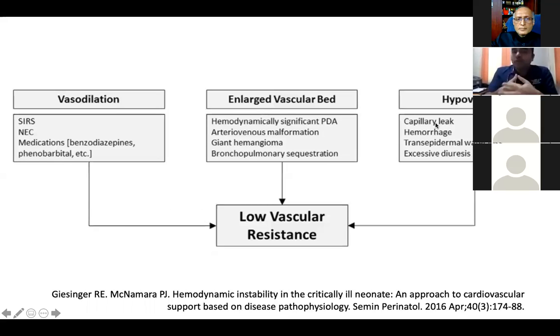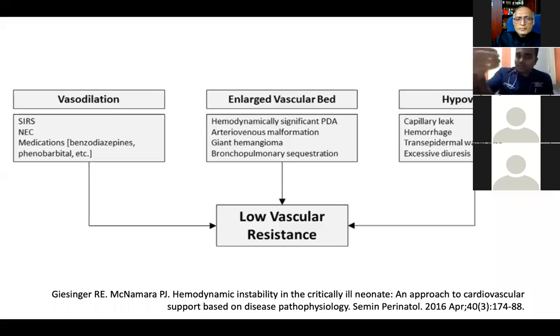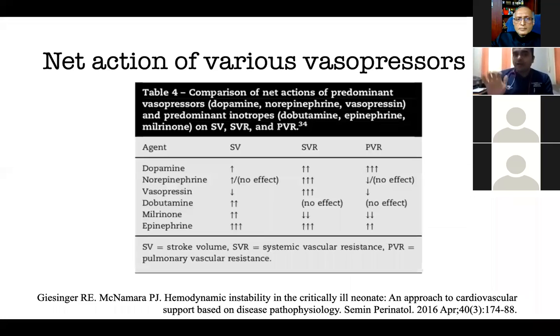Next is your vascular resistance. So what are the conditions which cause low vascular resistance? It can happen with vasodilatation, typically seen in sepsis, SIRS. Enlarged vascular bed, typically you get in HSPDA or AV malformation. Hypovolemia, when you have losses like hemorrhage or capillary leak, all lead to low vascular resistance. So when you have a problem with the cardiac output, think of agents which have beta action also, some inotropy and some chronotropy. Whereas if the problem is alone at the periphery, think of agents where you need vasopressor action, the alpha action.